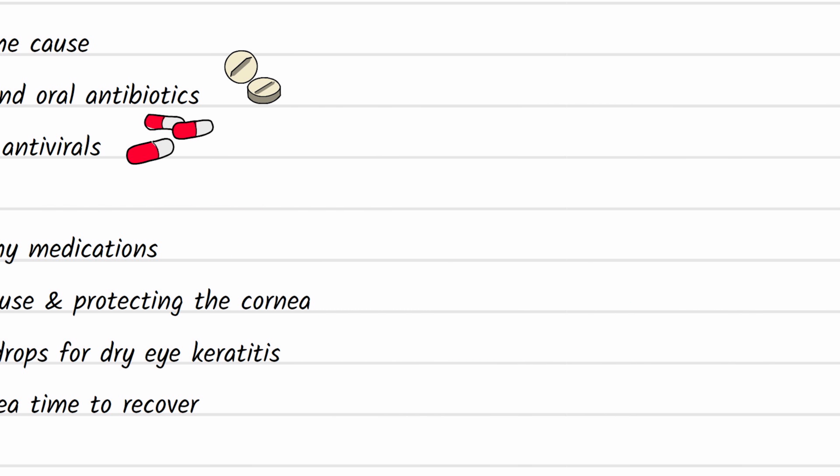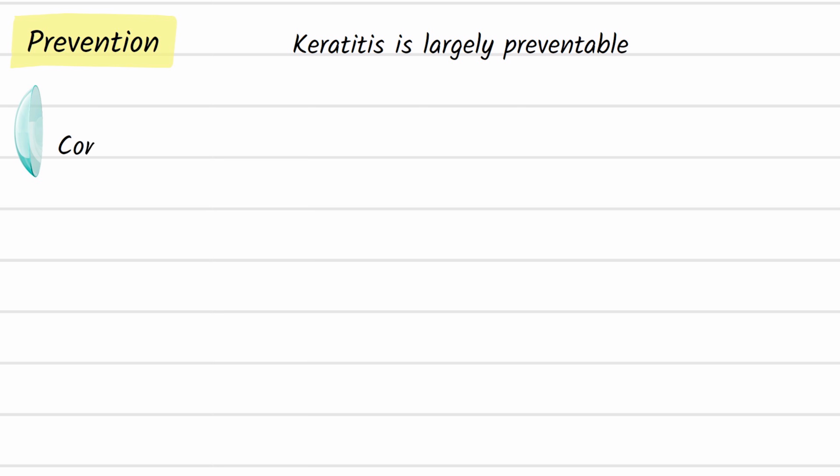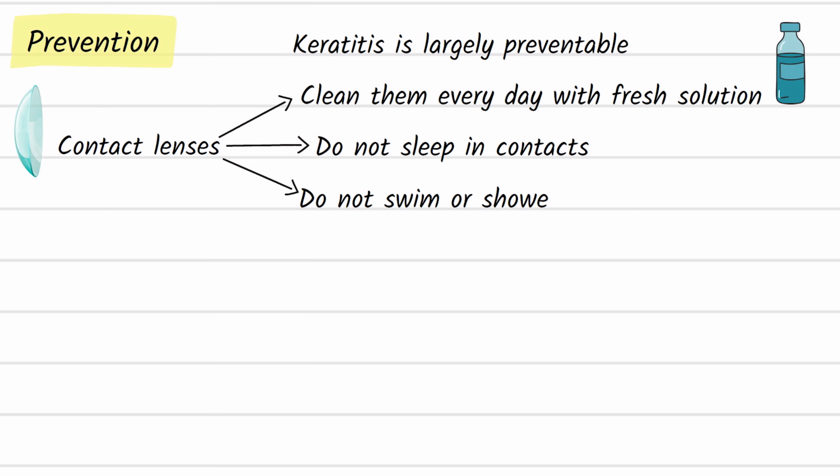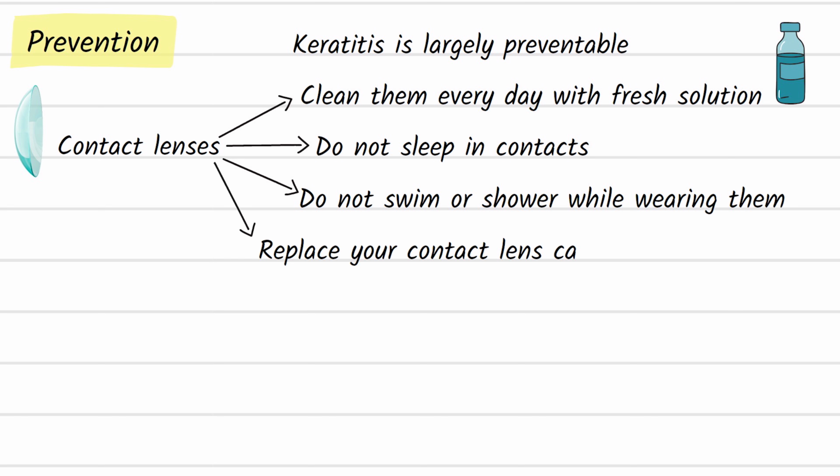One of the most important things to remember about keratitis is that it is largely preventable. If you wear contact lenses, follow the rules. Clean your contacts every single day with fresh solution, not water. Do not sleep in contacts unless they are specifically designed for extended wear. Do not swim or shower while wearing contacts. Replace your contact lens case regularly, and do not ignore any signs of eye discomfort.